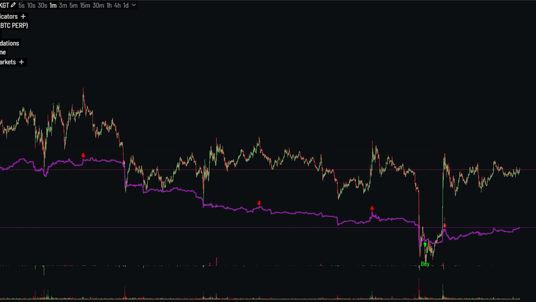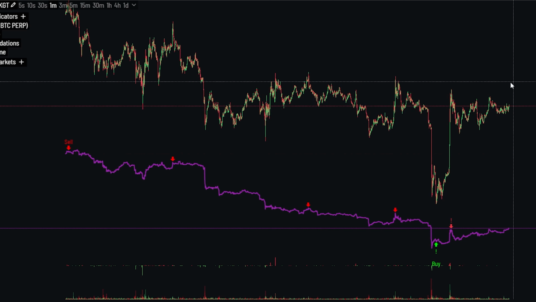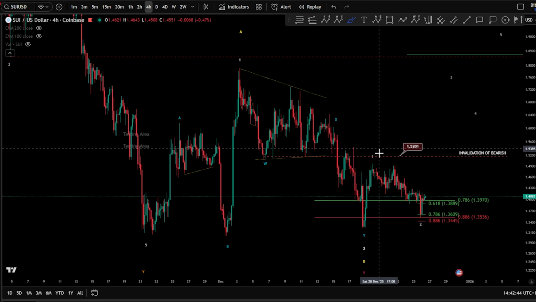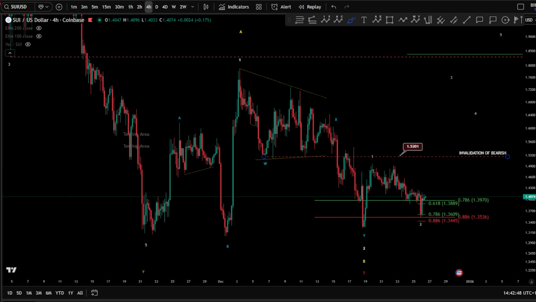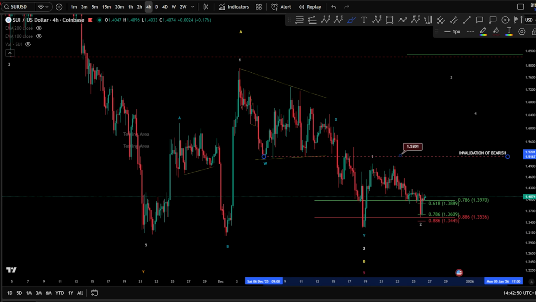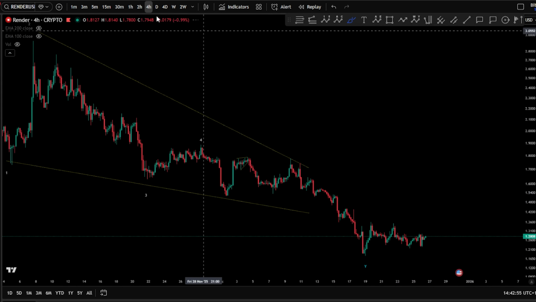So I doubt so much, of course, that we're gonna continue very massively toward the upside. We're still corrective, and I'm still expecting, of course, the lows to be taken for SUI, guys. Yep, so these are my expectations for SUI. If we move, of course, to the next one, which is Render.